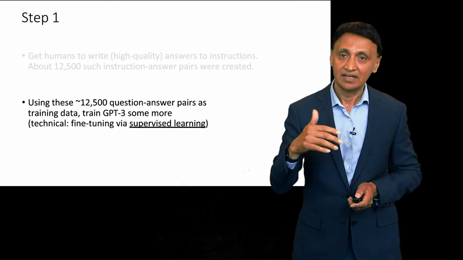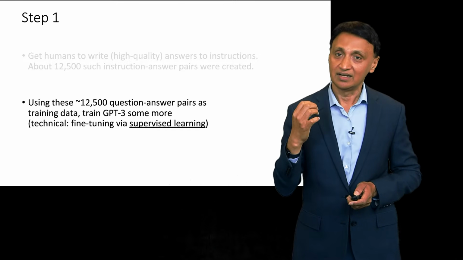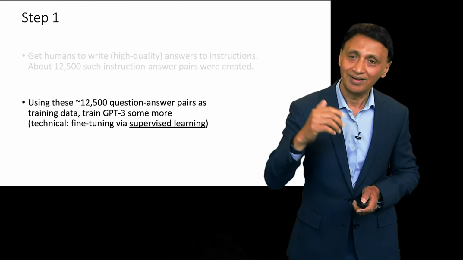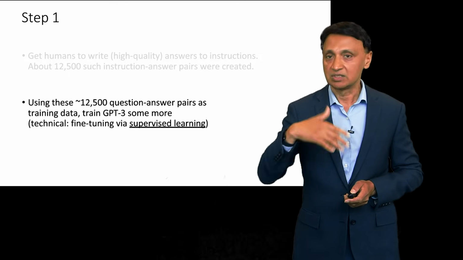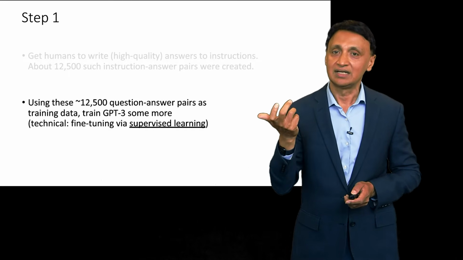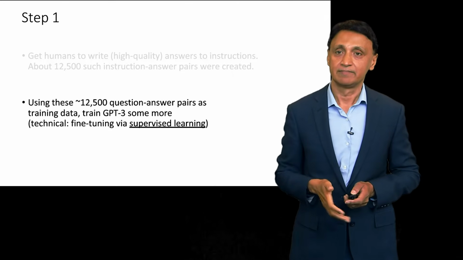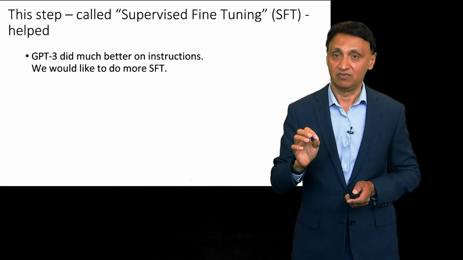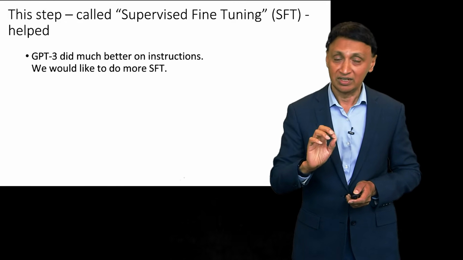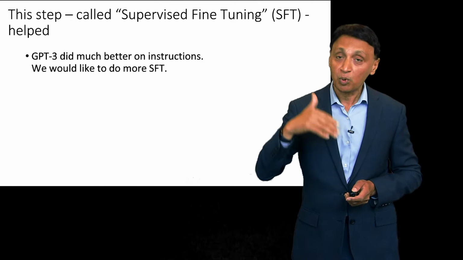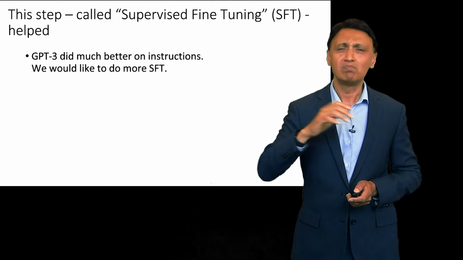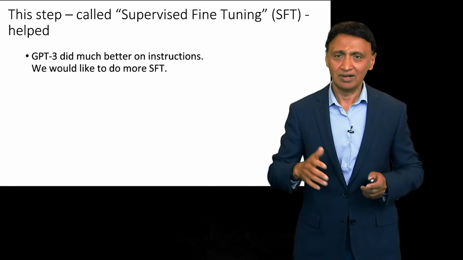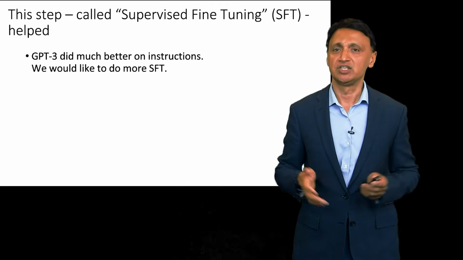And once they did that, they used this data as training data to train GPT-3 some more. And for the technically curious, it's a process called fine-tuning, and they used a technique called supervised learning to do this. Once this was complete, this step was very helpful. Supervised fine-tuning is what this process is called, and the supervised fine-tuned GPT-3 did much better on instructions. In fact, we would love to do much more of this supervised fine-tuning if we can.